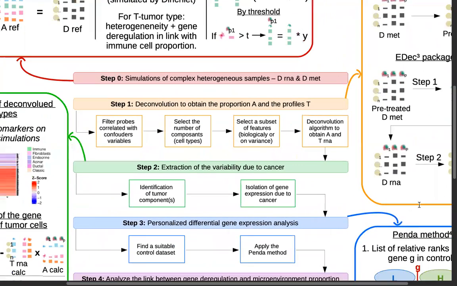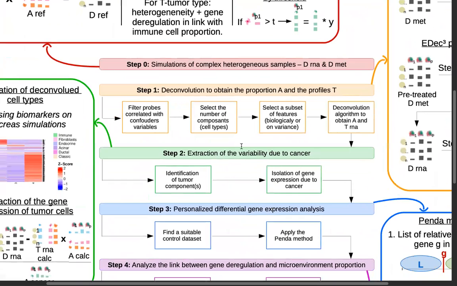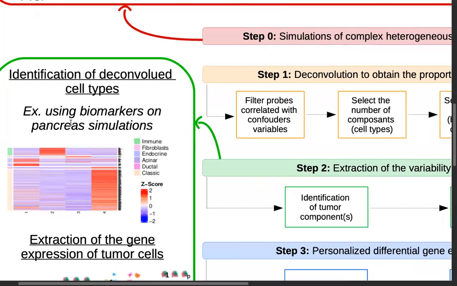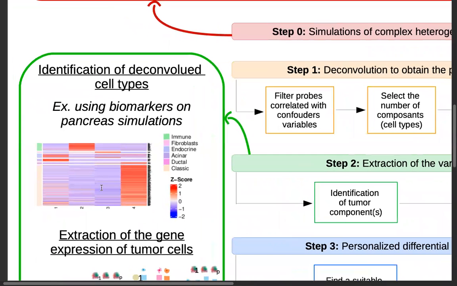The second step of the pipeline is to extract the variability due to cancer. So for this, first we need to identify the deconvoluted cell types. Here, for example, it's on the pancreas cancer simulation, and we use biomarkers to identify the different cell types. And here, for example, we can see that the second cell type deconvolute is an immune cell type, and the type 4 is a ductal and classic cell type, so it's a cancer subtype.